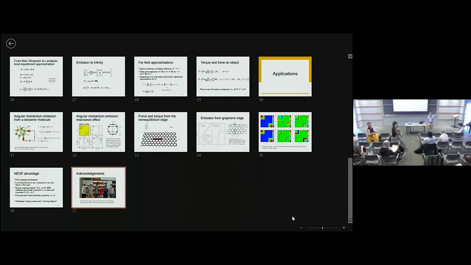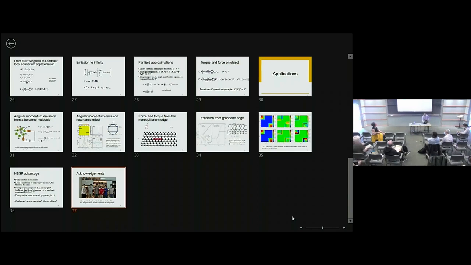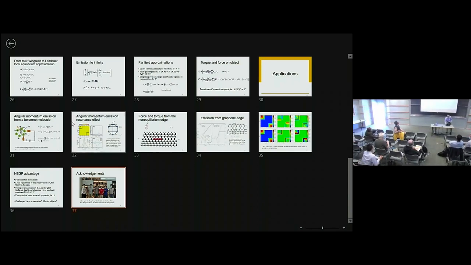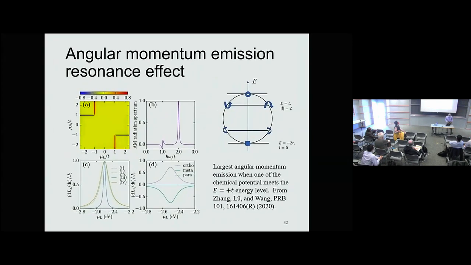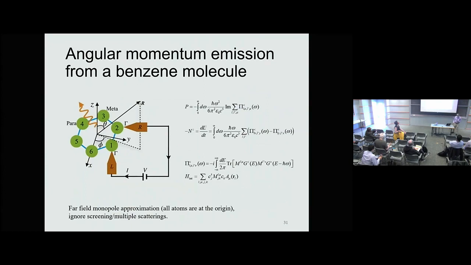Thank you. Can you go back to the angular momentum emission from benzene? This one? Yeah, the previous one. So are each of the carbons in benzene at a different local equilibrium, or is it the whole molecule? These molecules are not real molecules. This molecule is just a quantum state. Okay, so it's a tight-binding model.